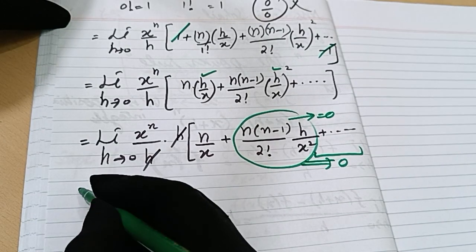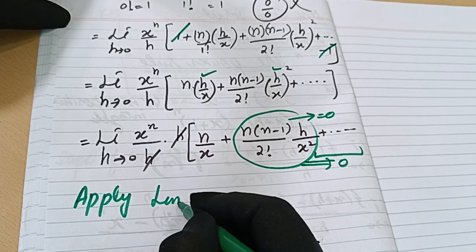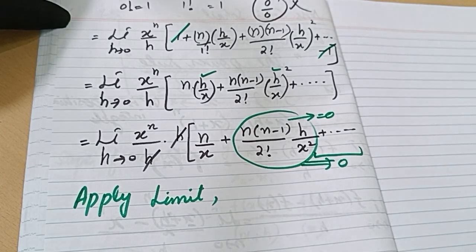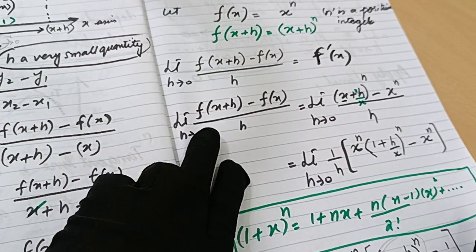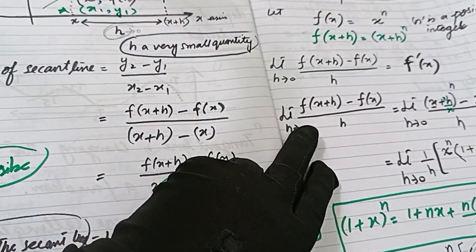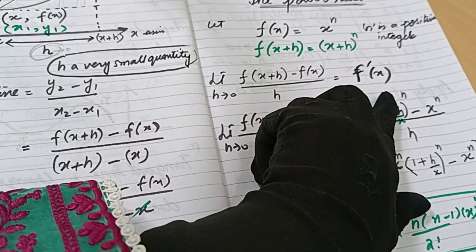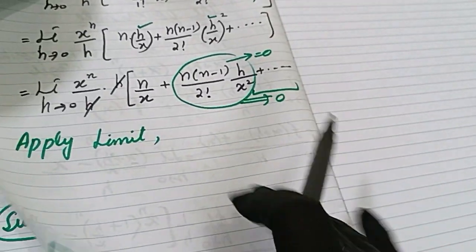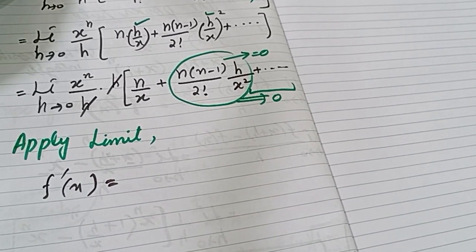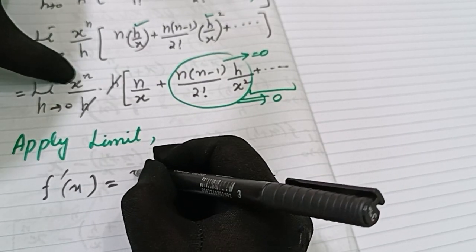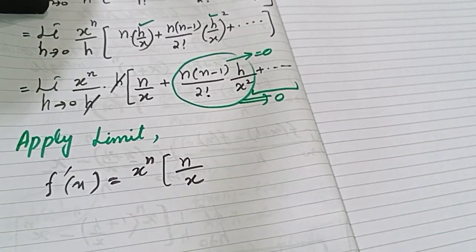Now we can say that we can apply the limit, as the limit is existing now. This part after the application of the limit will change to f bar of x. So I am writing this side as f bar of x if the limit exists, and this part will change to x power n and n over x.